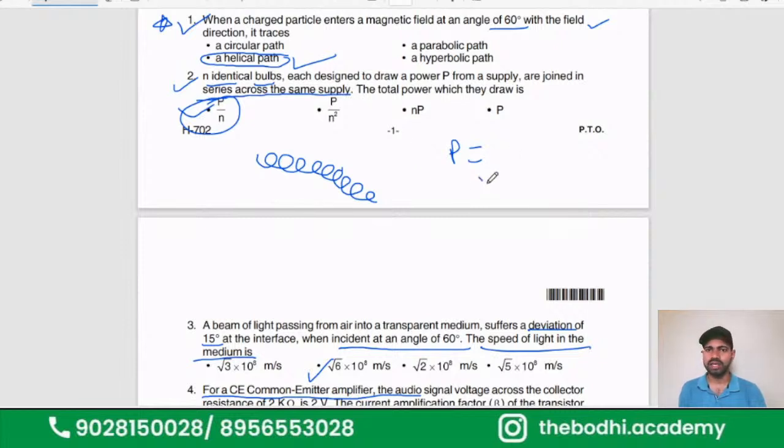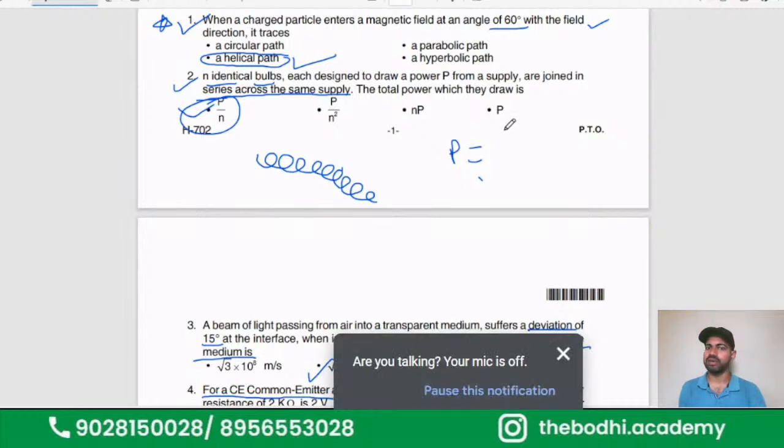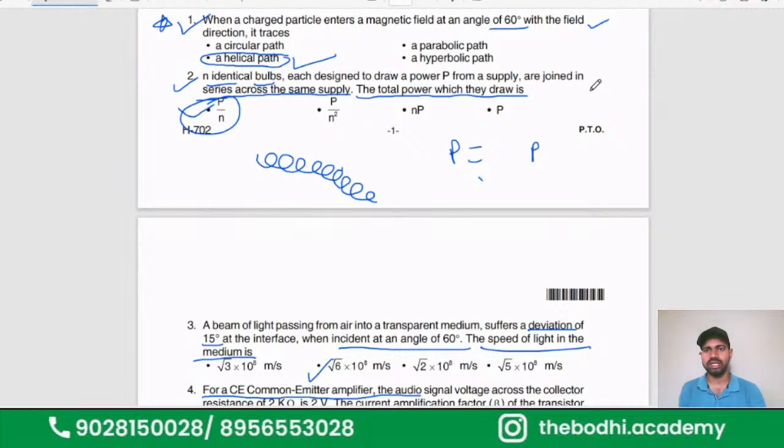Series means current will be the same throughout. If current is the same, then what about the total power they draw? See, if one resistor is taking, for example, some amount of power, N will take how much? P by N. We never multiply N times P. If you multiply, that means number of resistors into power, so power is increasing, but as we increase the number of resistances, power should come down. It's very common sense.